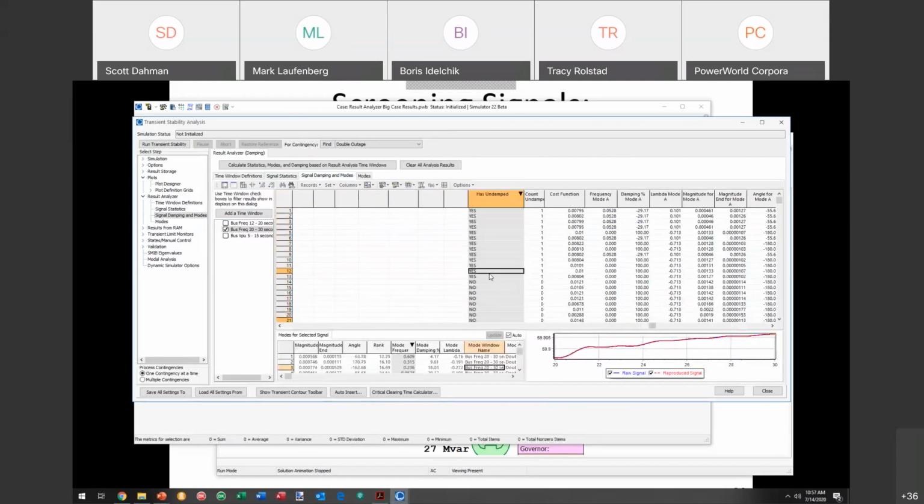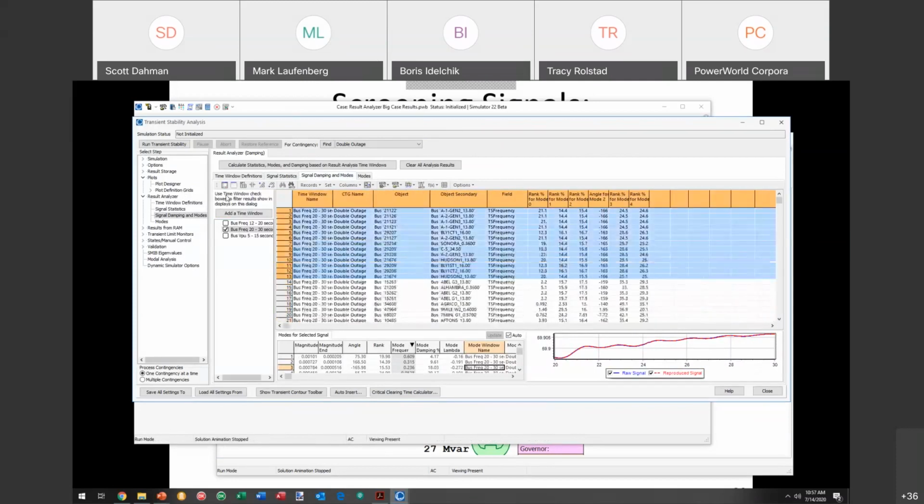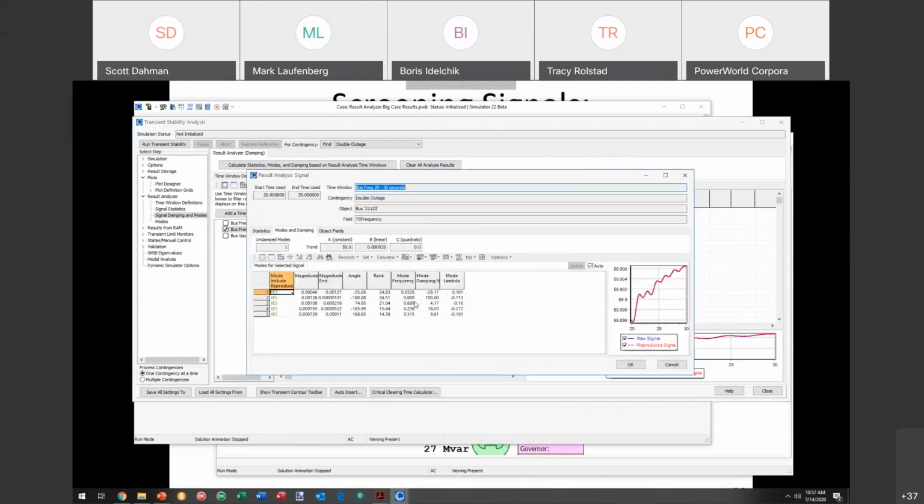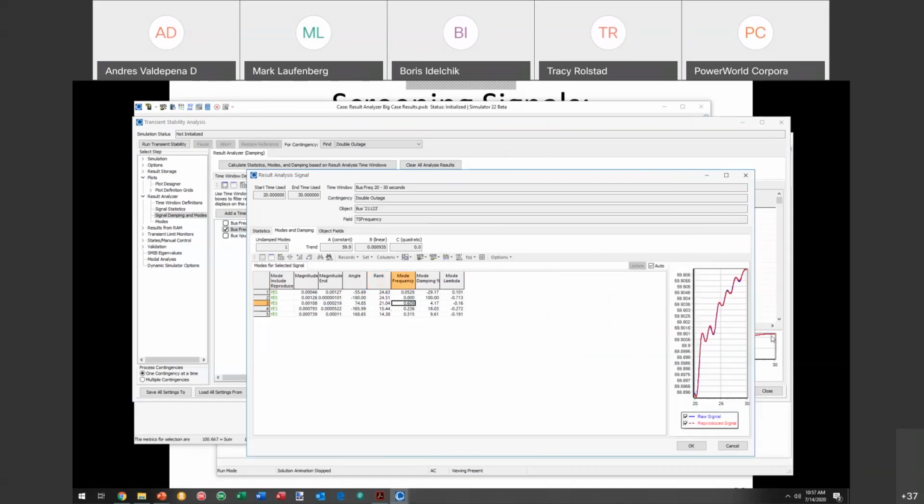So what you'll see is there's a list here of a few modes, these top 13 modes that are showing up as undamped. So let's go look at one of those. What it's saying is it has this particular mode that has a rank higher than 10%. And so it's this 0.6 hertz mode that is the one that's undamped.